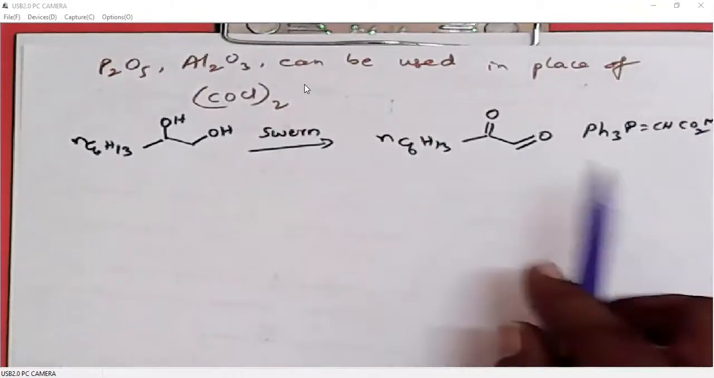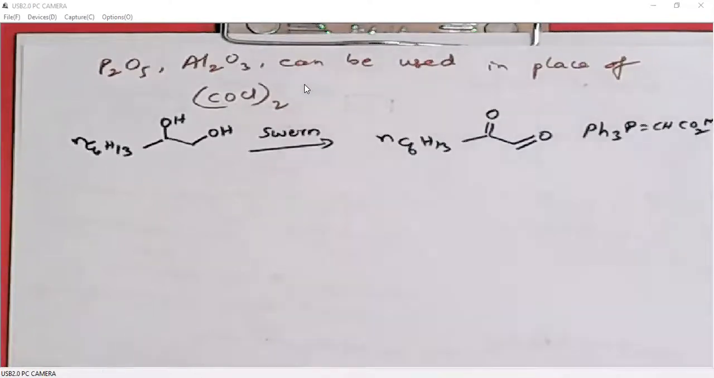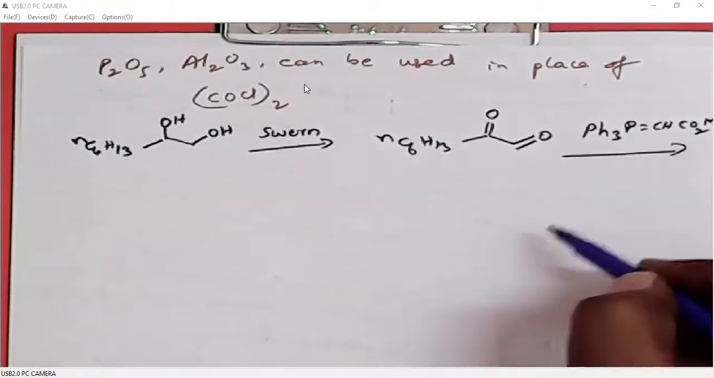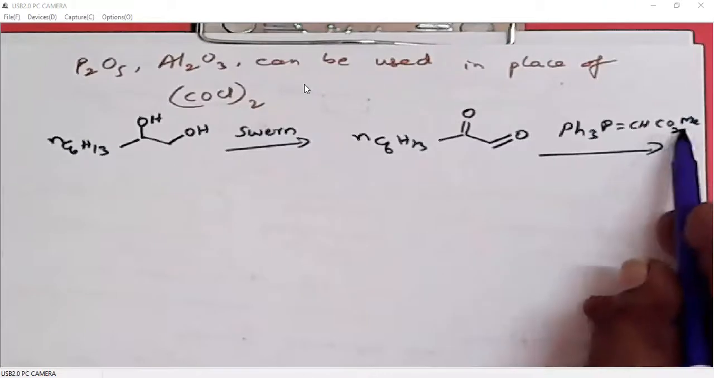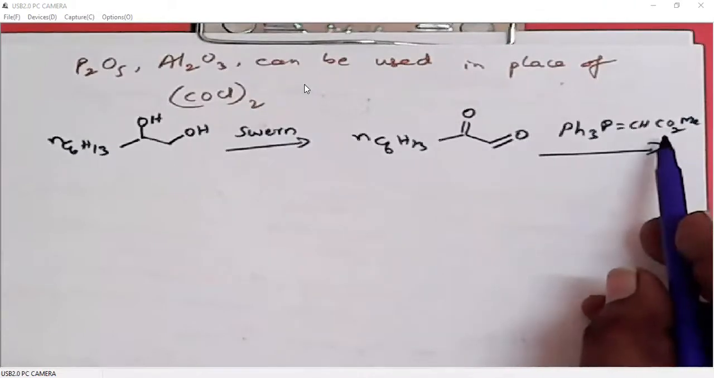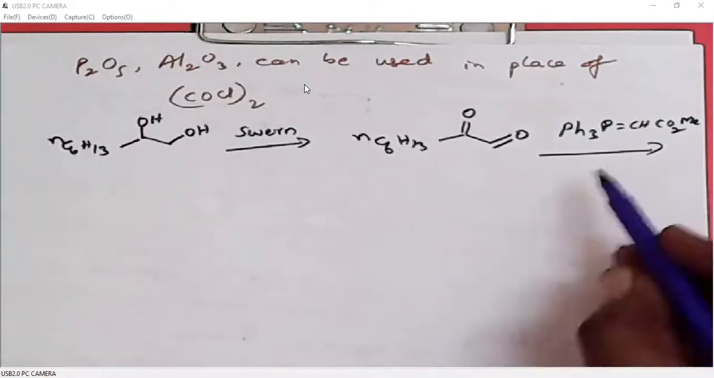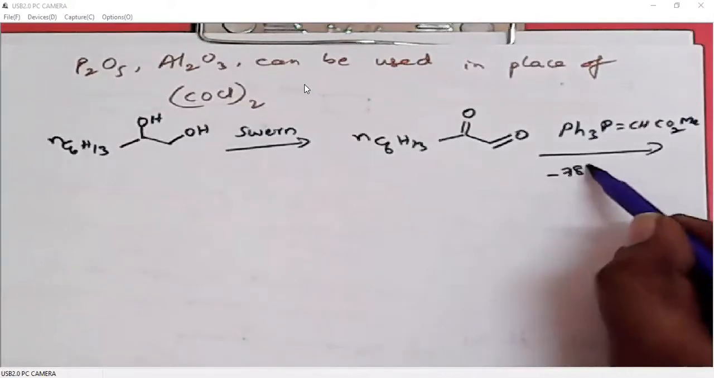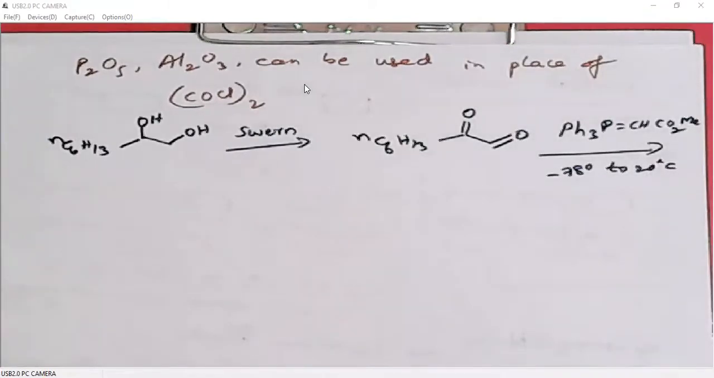A Wittig reagent where an ester or an electron withdrawing group like cyanide or ester is present on the carbon is called a stabilized Wittig. Generally, stabilized Wittigs will give a trans double bond.